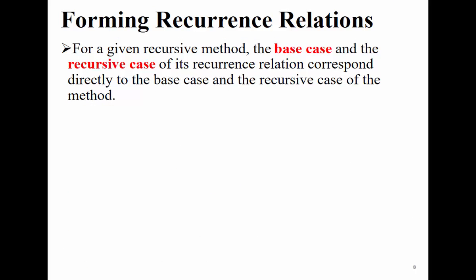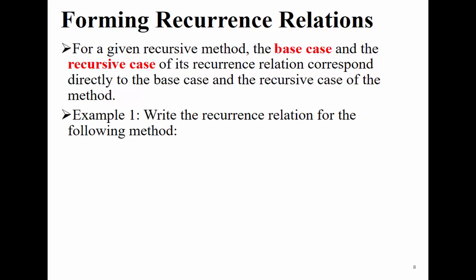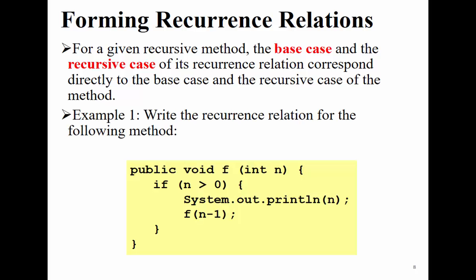Let us see how we can formulate the recurrence relations given the Java implementation. In this example, we have public void function f that takes an integer argument n. We check if n is greater than 0, we're going to print n, and then we call f of n minus 1. You can see the base case is there. If n is not positive, we're not going to do the recursive call. And if n is greater than 0, we're going to do the recursive call for n minus 1.